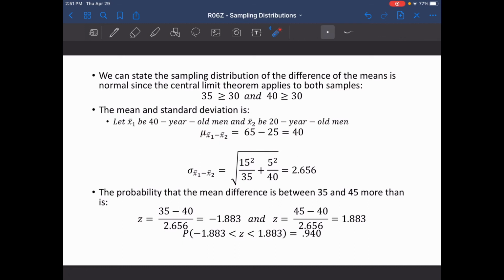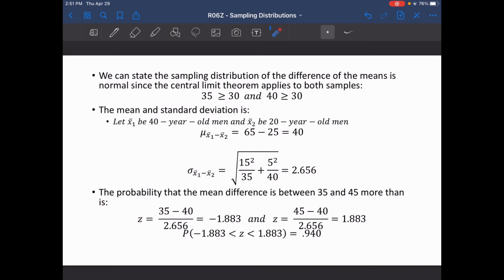When we're looking at standard deviation, we take the population standard deviation for 40-year-old new fathers, which is 15, square that, divide it by the total number in the sample at 35, then add the population standard deviation for 20-year-old new fathers, square that and divide it by the total number in the sample at 40, then take the square root of all of that, and we get a sample standard deviation of the difference in means of 2.656.